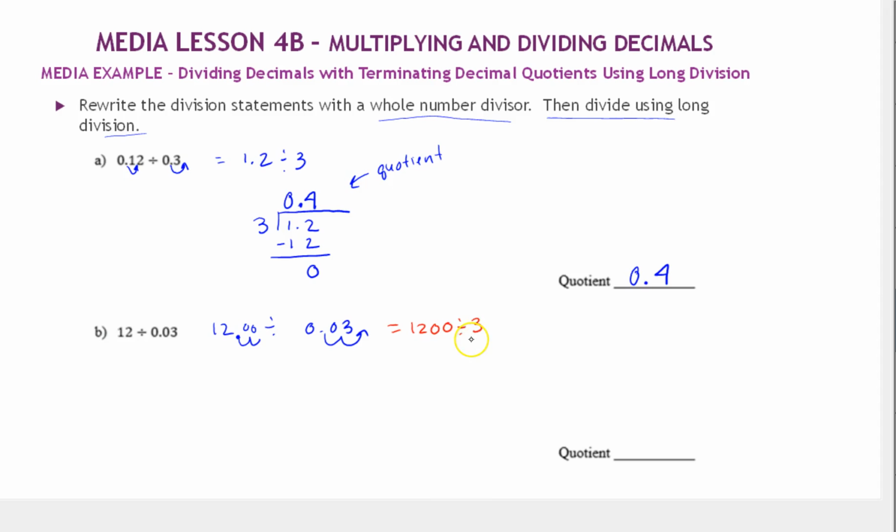So notice this division problem doesn't even have any decimals in it anymore. We've eliminated the decimals. We're going to divide 1200 by 3. 3 goes into 12 4 times. 3 times 4 is 12, so we subtract. Let me get rid of that line. That's not a division line. I was just underlining 12.